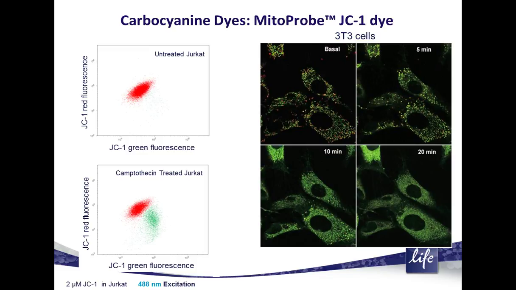A few notes on JC1 usage. This kind of analysis requires careful compensation. JC1 needs to be titered very carefully. Detection of mitochondrial fluorescence is very concentration dependent. JC1 does need to be used at relatively high concentrations. And JC1 does tend to bleed into other channels, so be careful when you multiplex with it.